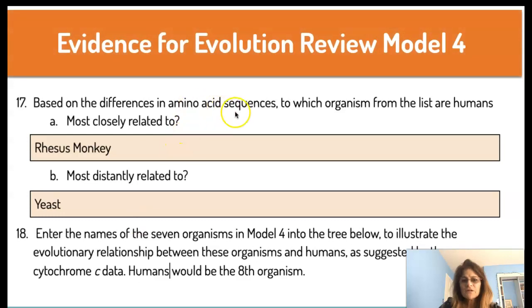Based on the differences in amino acid sequences, humans are most closely related to the rhesus monkey because there's only one difference in the amino acid sequence for this protein. And they are most distantly related to the yeast because there are 45 differences between amino acid sequence for that protein. Enter the names of the 7 organisms in Model 4 into the cladogram or tree diagram below to illustrate the evolutionary relationship between these organisms and humans as suggested by this cytochrome C data.